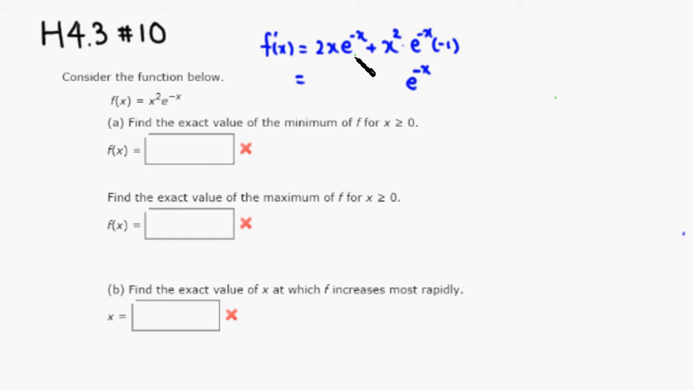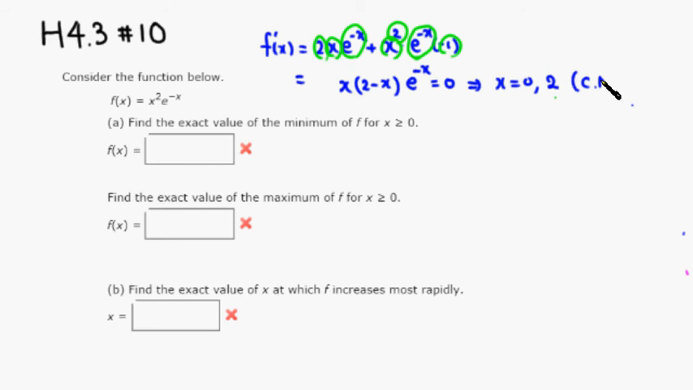Those are in common, and x is in common too, so we pull out the x. What's left is 2 minus x. So that takes care of everyone. If you set that equal to 0, we can see that x equals 0 and also x equals 2. So those are the critical numbers.